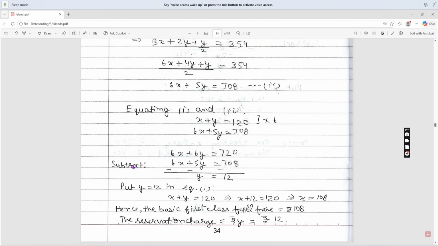Now we are going to subtract. Plus becomes minus, plus becomes minus, plus becomes minus. So 6 minus 6 is 0, 6y minus 5y is y, 720 minus 708 is 12. So y is equal to 12. Now we are going to put y equal to 12 in equation 1. What is equation 1? x plus y is equal to 120. So x plus 12 is equal to 120. So x is equal to 120 minus 12, that is 108. Hence the basic first class full fare is 108 and the reservation charge is y, that is equal to this. Okay, so we have done it.